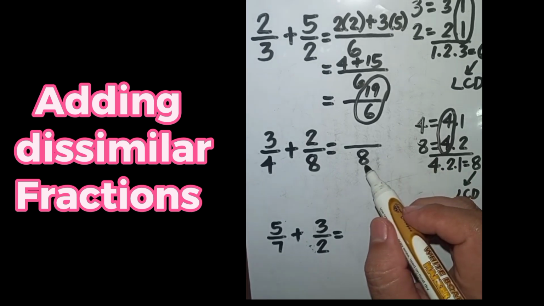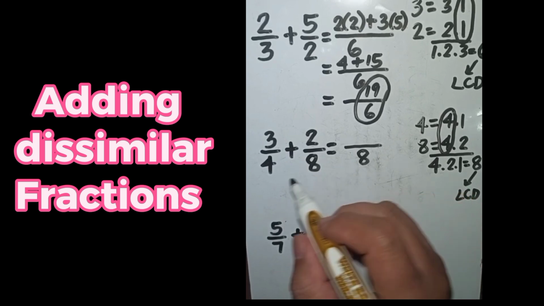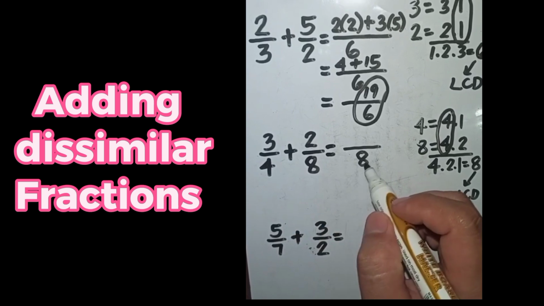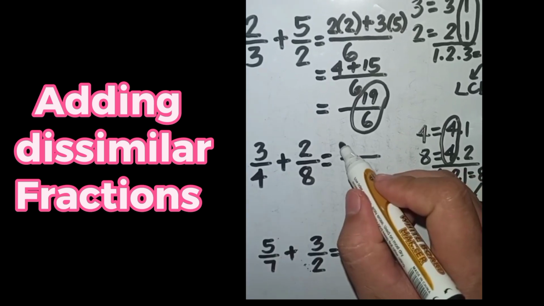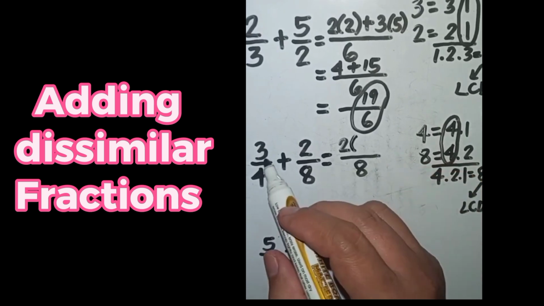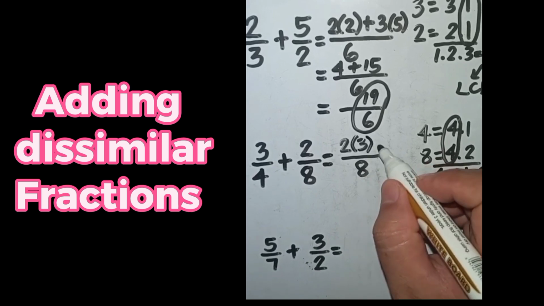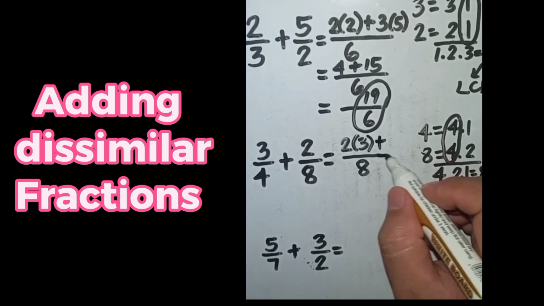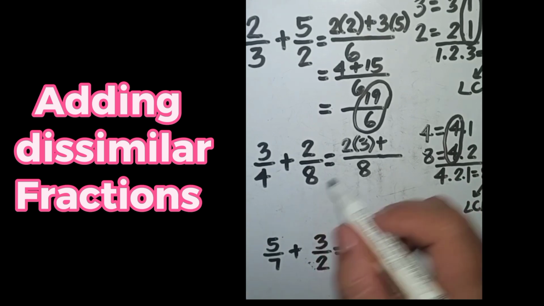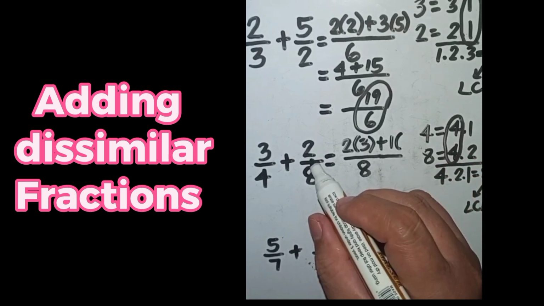And then we have to divide 8, which is the LCD, by every denominator in these fractions. So 8 divided by 4, that is equal to 2, times the numerator 3, plus 8 divided by 8, that is equal to 1, times the numerator 2.